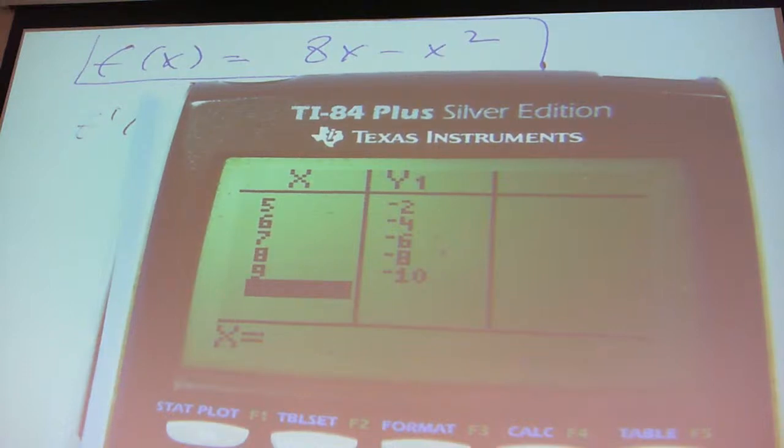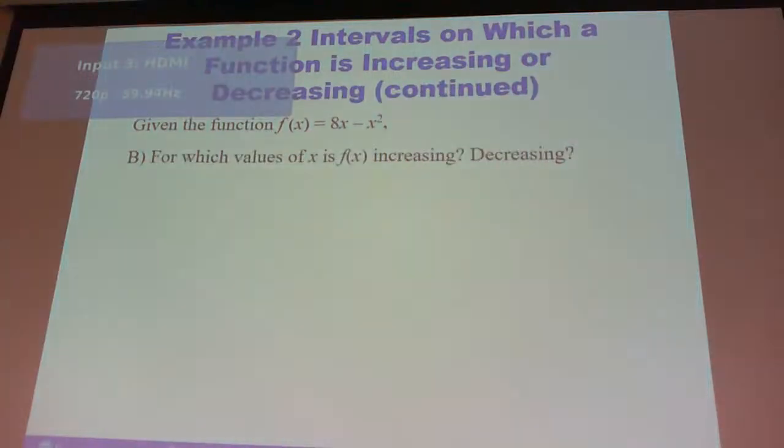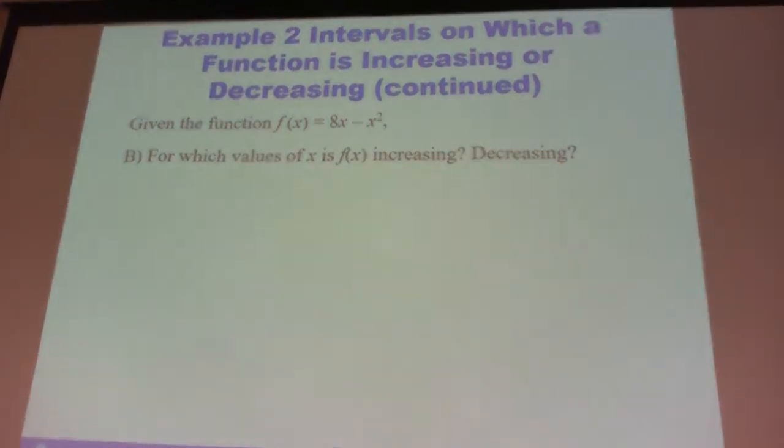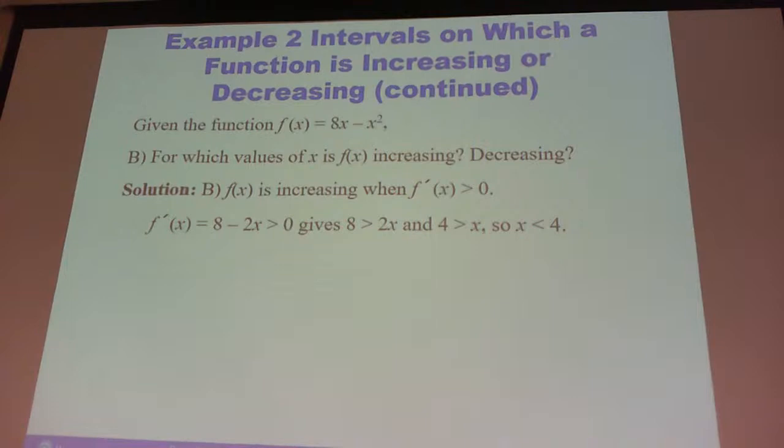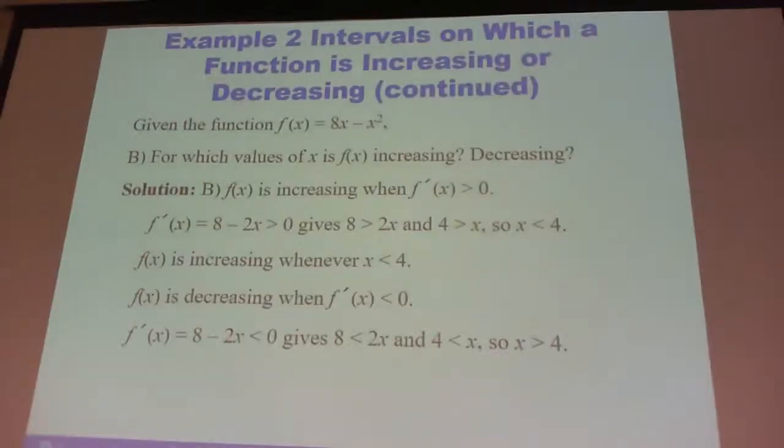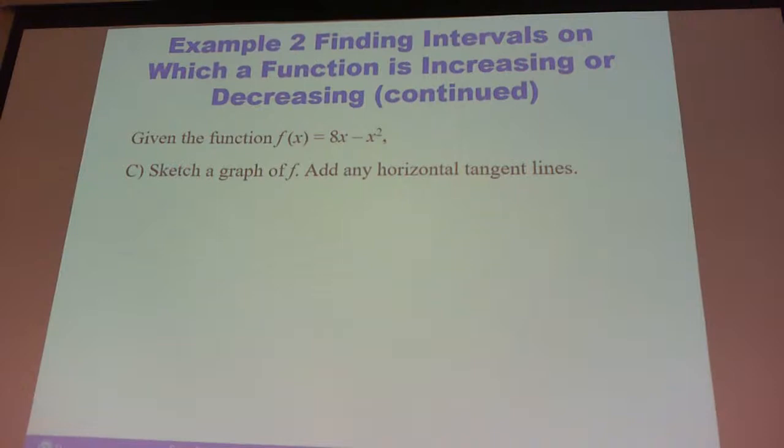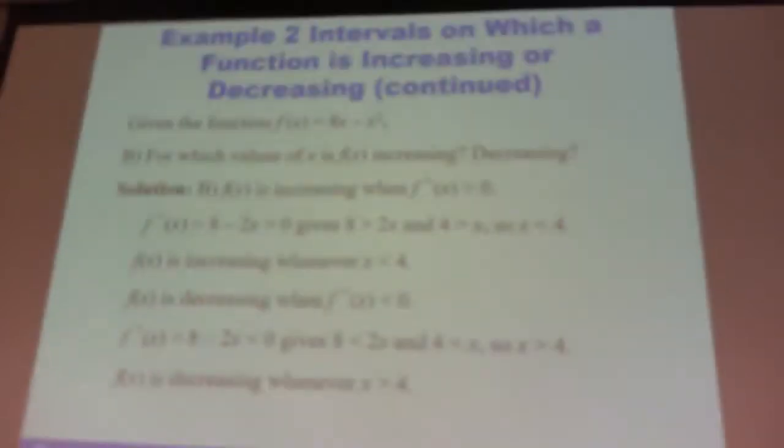But the most important part is how did I get that 4? Take the derivative, set it equal to 0, and solve. That's the most important part. This other stuff is important, right? 4 is the magic number. When is it increasing? Anything less than 4. When is it decreasing? Anything after 4. Okay? So it's increasing when it's less than 4. It's decreasing after 4. The magic is finding that number 4. That's where everything changes. Okay?